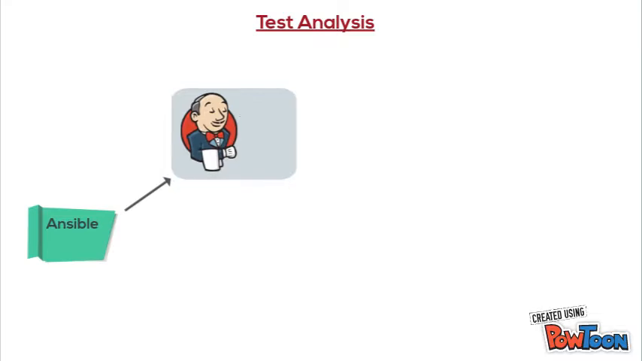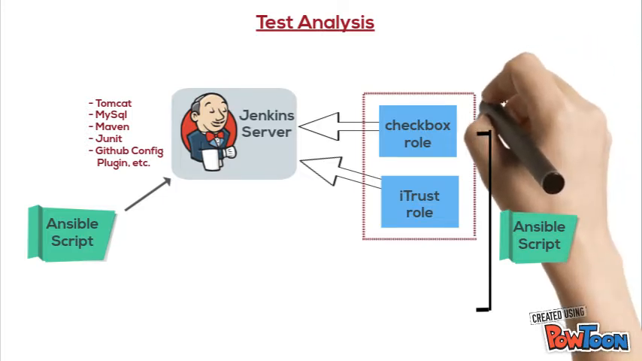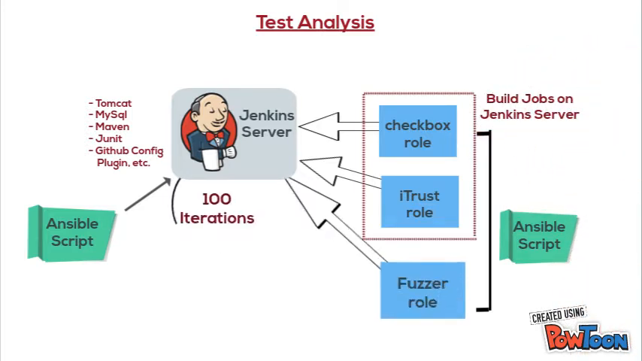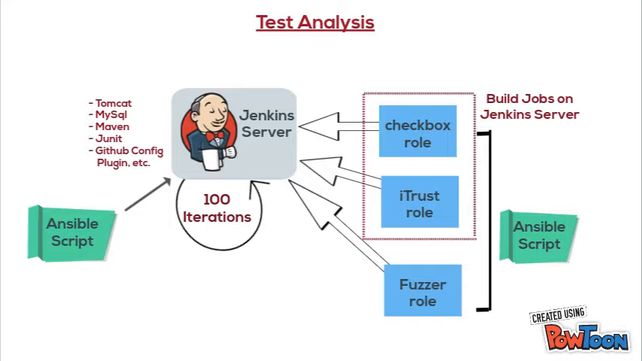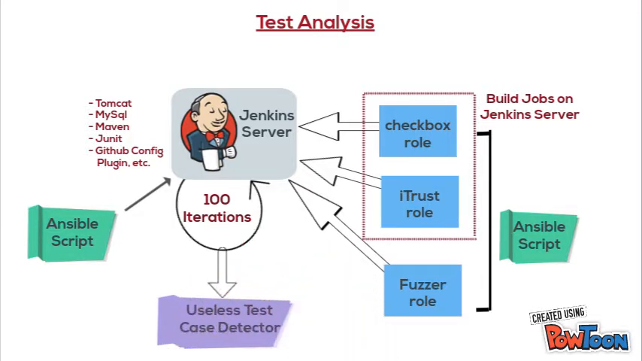Test and analysis. In this, we have built jobs for Checkbox.io and iTrust on Jenkins server after setting it up with required packages. For iTrust, we use a fuzzer and run it 100 times to make changes to the iTrust application and build and test it. Useless test detector detects test cases which always pass in the results of these 100 builds.